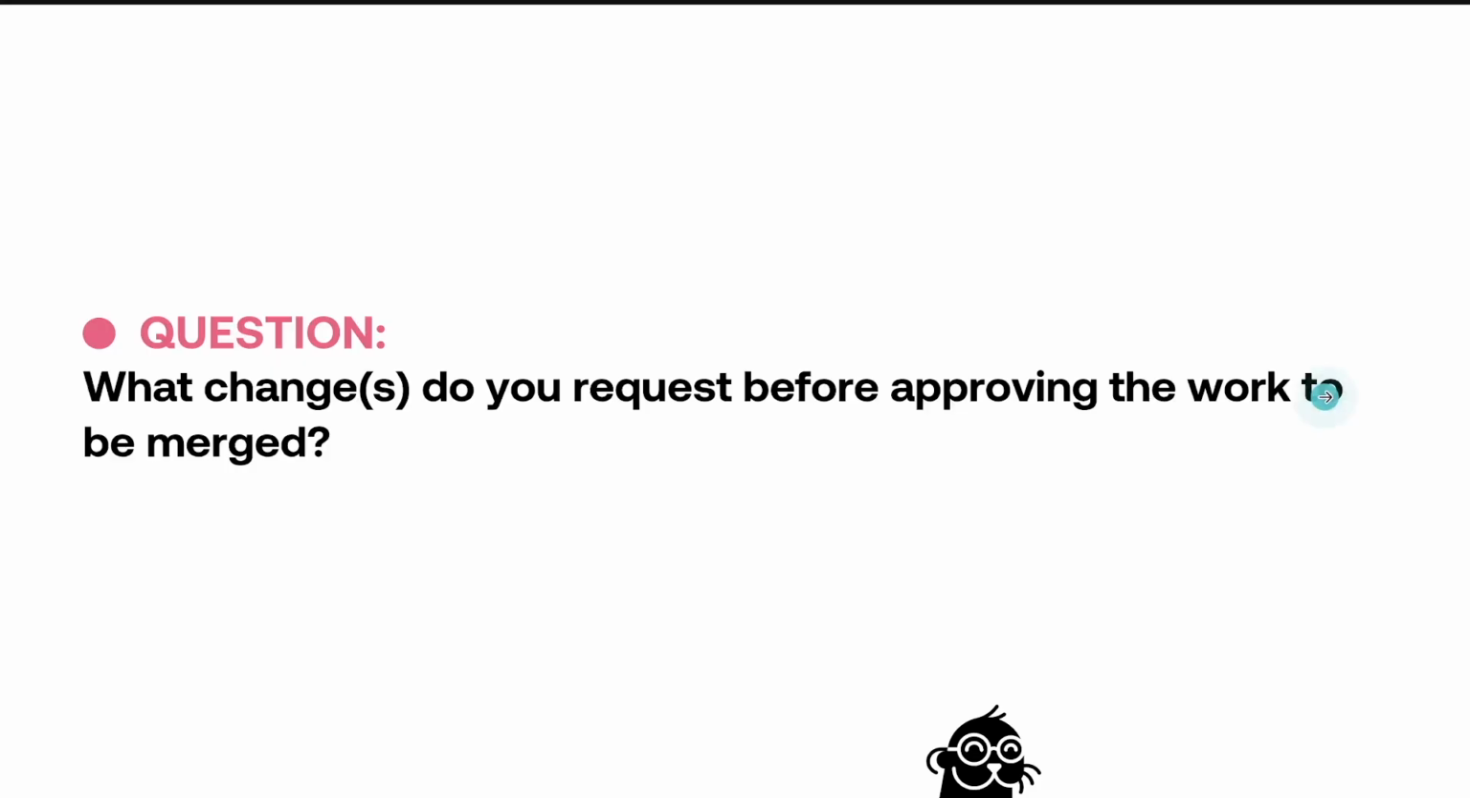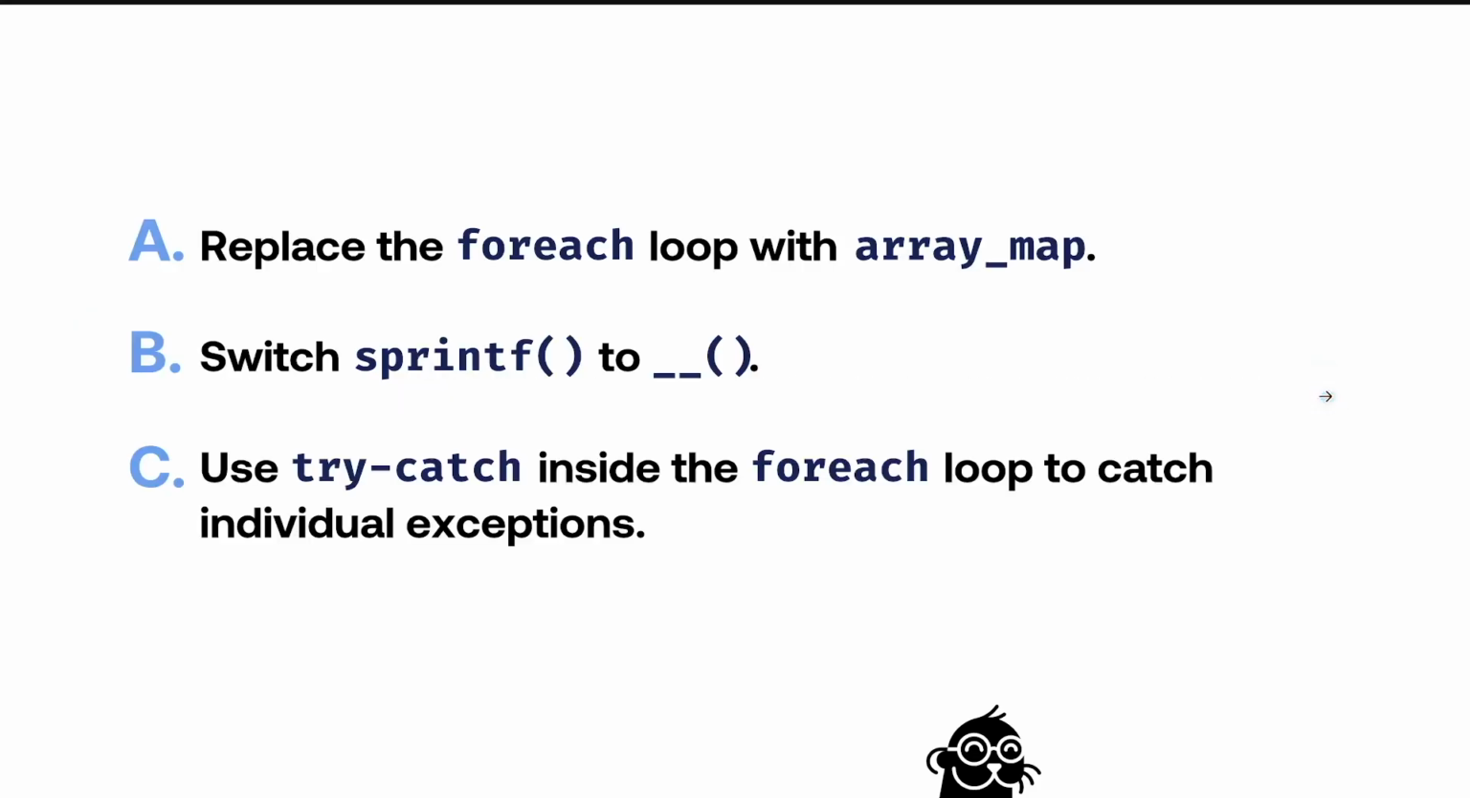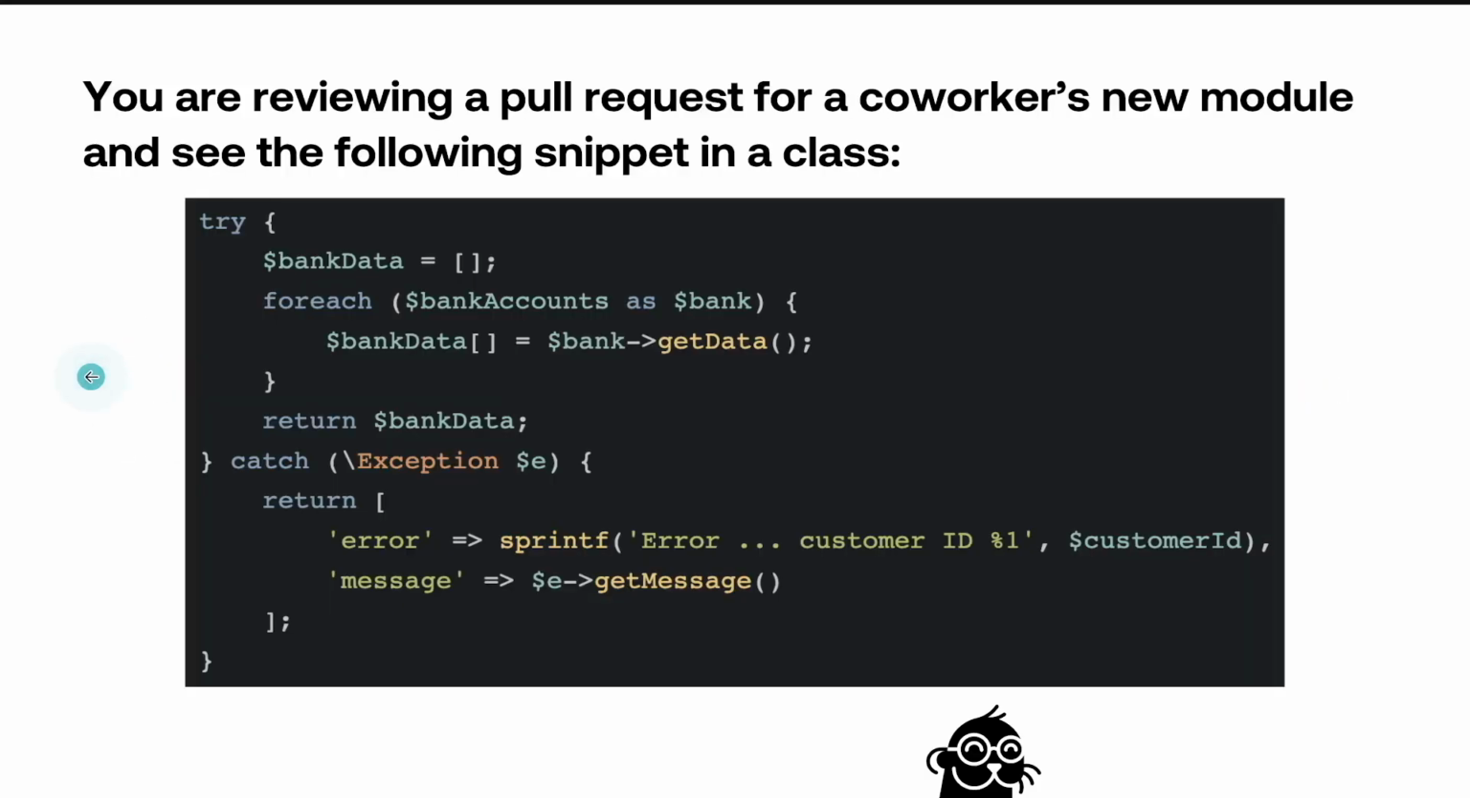Lastly, option C, using a try-catch block inside the foreach loop to catch the individual exceptions. We look at this again, obviously we have the whole thing wrapped in a try-catch block, and in this scenario, adding a try-catch inside of that foreach is just going to be unnecessary complexity. It's not going to add really any value, it's not needed, and really it's better in this case for any exceptions to be handled for the whole process.